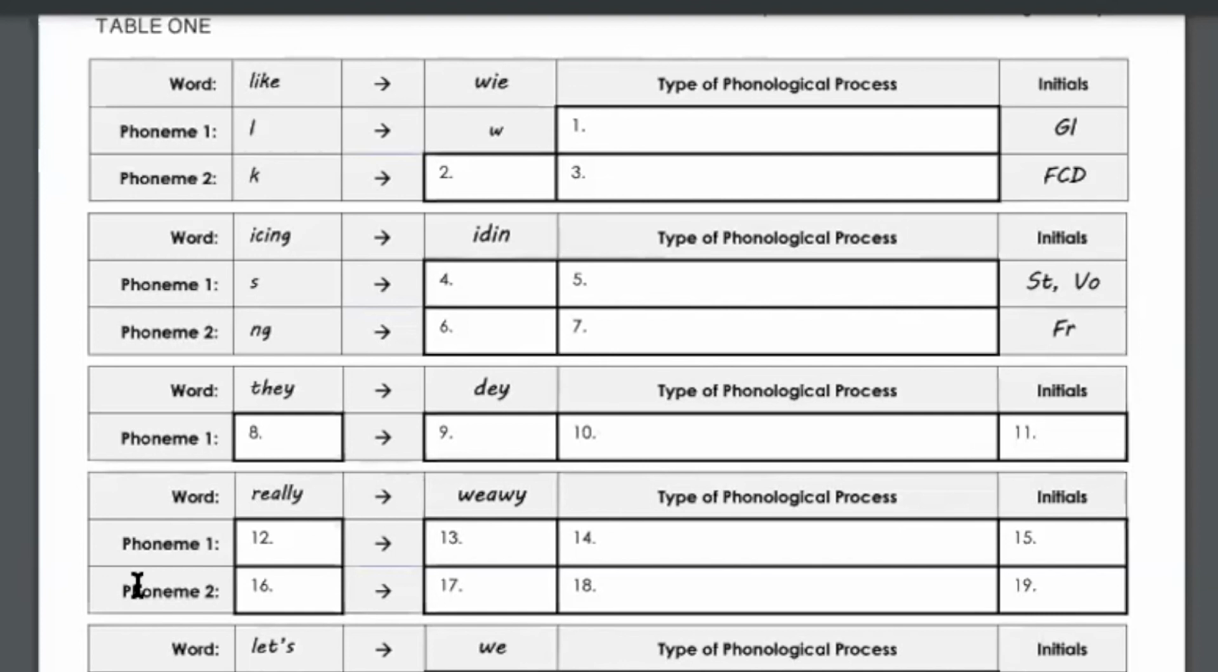What's phoneme 2? 16. It's the L again. L, yeah, L. And what's it changed to? W. And so what's the process? So that's a gliding again. Gliding again, yeah. So that's a good example of someone that's gliding on both liquids, r and L are both going to w. Yeah. So then you might work on r and L at the same time.